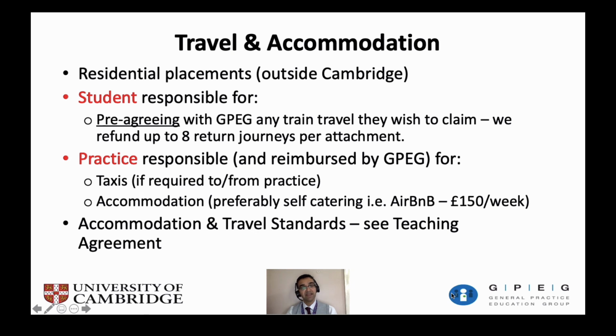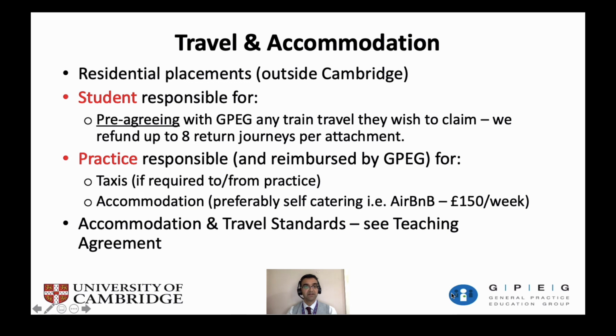So we'll talk about travel and accommodation. For any placement that's more than an hour's travel outside of Cambridge by public transport, we classify those as residential placements, and so students may ask for accommodation for those. The student is responsible for pre-agreeing with GPEG, that's us, any train travel they wish to claim for, and we refund up to 8 return journeys per attachment.